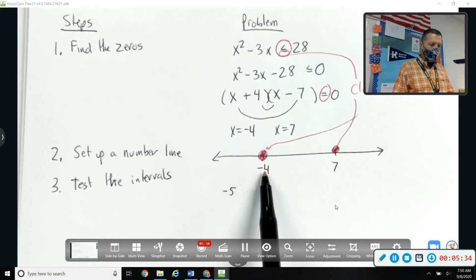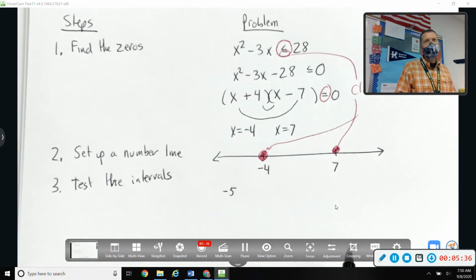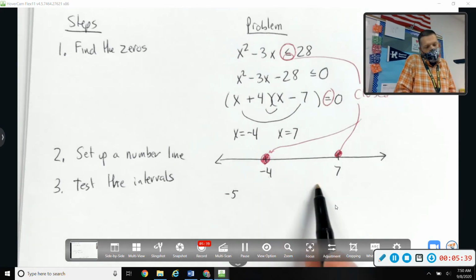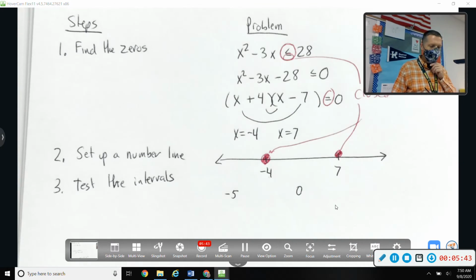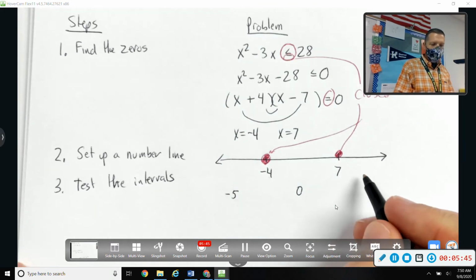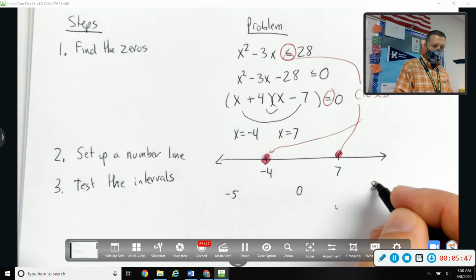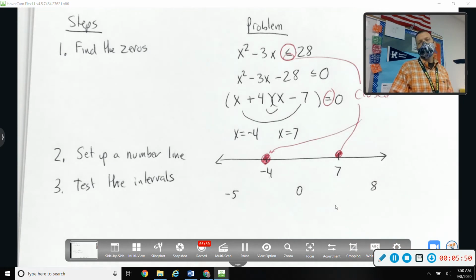What's a nice number between negative 4 and 7? 0. Like you can pick negative 3 or 6, but 0 would be the easiest choice. And then a number bigger than 7, I'm going to go with 8, but you could go with 9 or 10 or 5 million. Any number you like, you can pick.